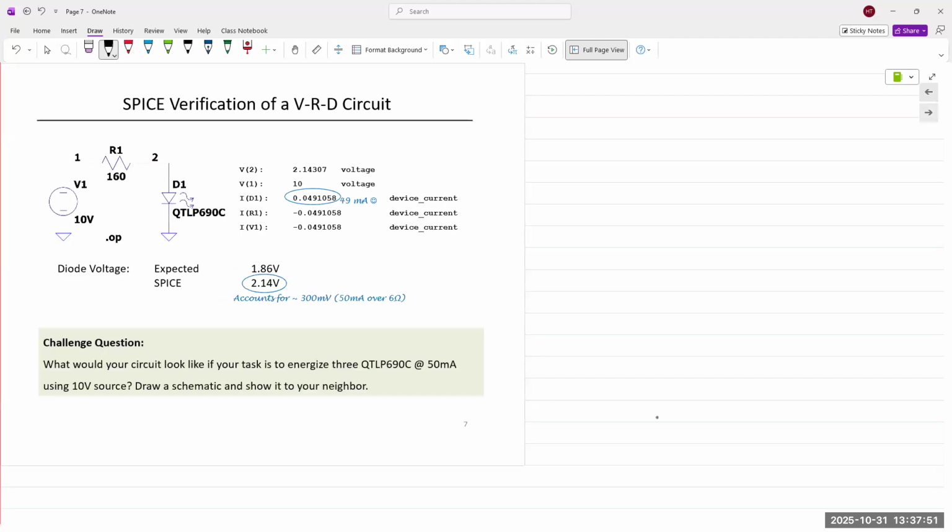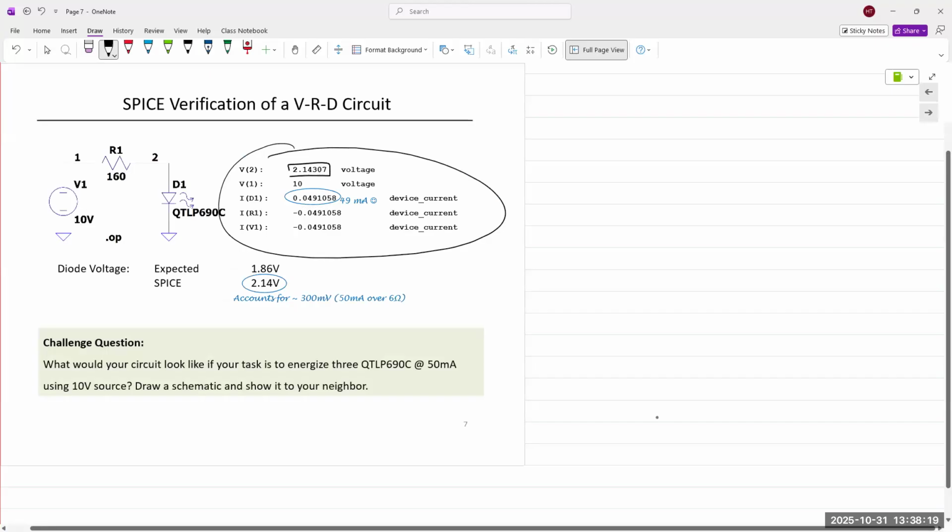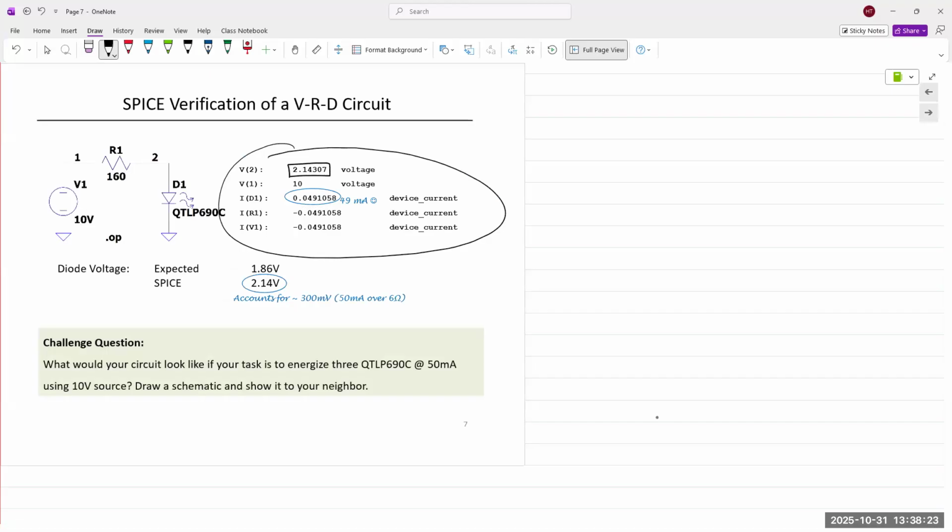All right. Here is the LTspice simulation. When we simulate this in SPICE, we obtain a diode current of 49.1058 milliamps, so 49.1 milliamps. And look at that voltage, 2.14.